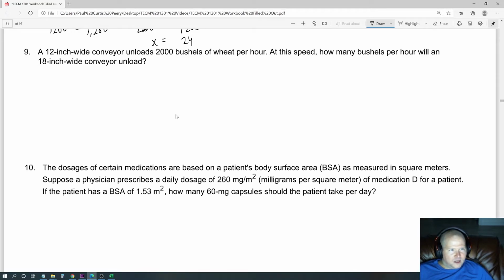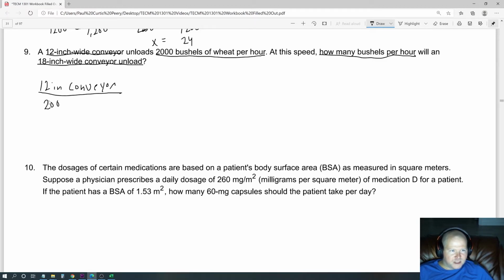Okay, we have a 12-inch wide conveyor, and it unloads 2,000 bushels of wheat per hour. At this speed, how many bushels per hour will an 18-inch wide conveyor unload? So first, we have the 12-inch conveyor. You can even put conveyor in there if you want to, just really trying to make sure we match on the top and the bottom.